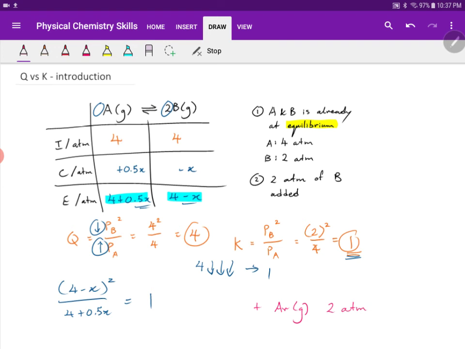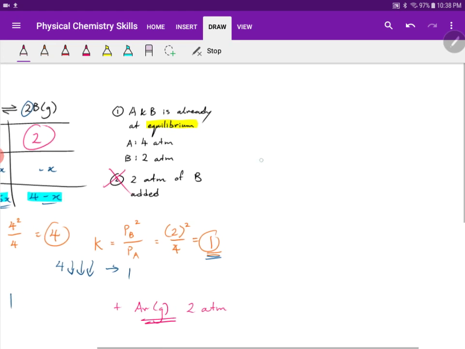So what happens is you'll notice that nothing has changed. The initial partial pressure of A did not change. The initial partial pressure of B also did not change, because they did not react with argon at all. So if you look at Q versus K, let's say I started off with 2. I added argon instead of doing this step here. My K will still be PB squared over PA, which still equals 2 squared over 4 equals 1.